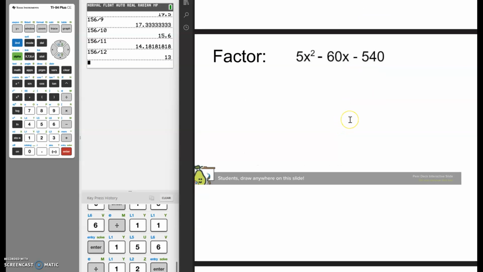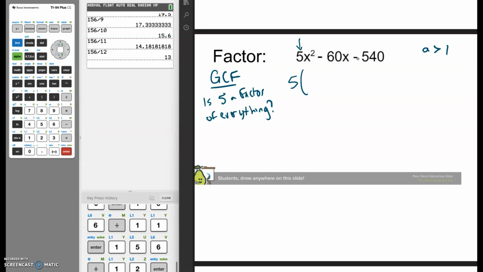Now, what do we do when a, remember the number in front of x squared, is greater than 1? Well, first things first, you should always, always, always think about a GCF. I look at this 5 in front and I ask myself, is 5 a factor of everything? And in this case, the answer is yes. You can take a 5 out of everything. So think about dividing a 5 out of everything.